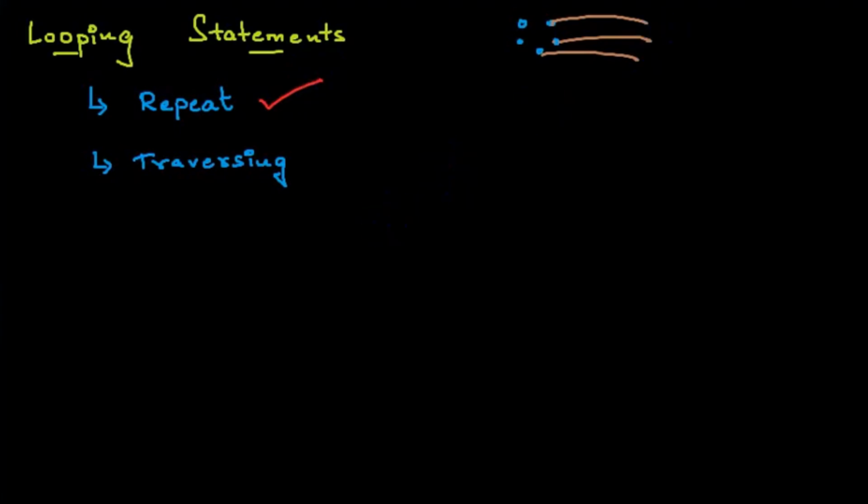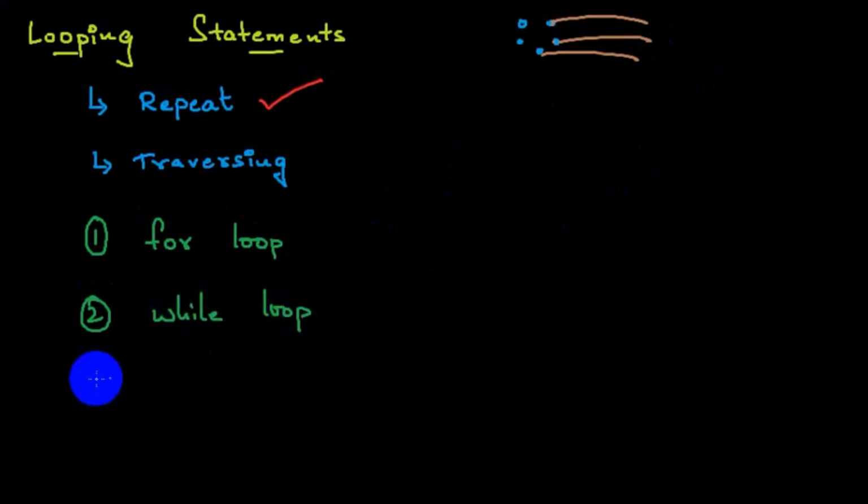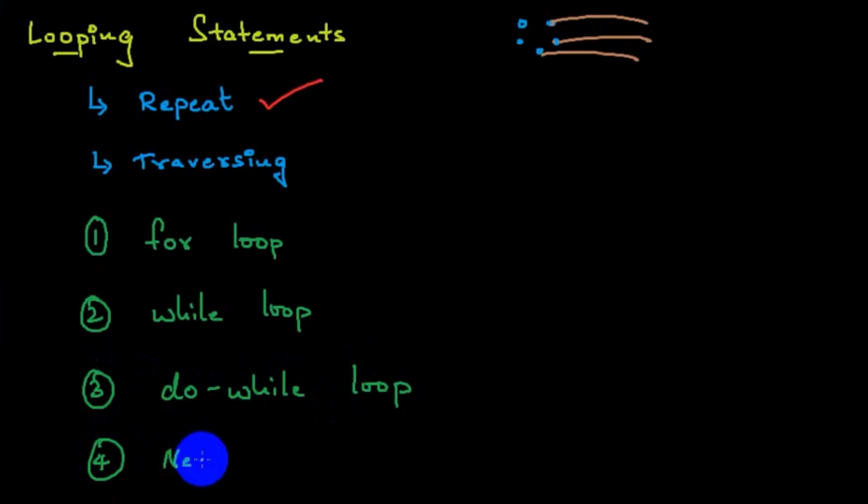Clear? Now, what are the different looping statements we have in Java, sir? In Java, we have the for loop. Second, we have the while loop. Third, we have the do while loop. And fourth, we have nested loops. Nested for loop, okay. We can have a nested while loop also, but these are the important ones. And nested for loop is one such.